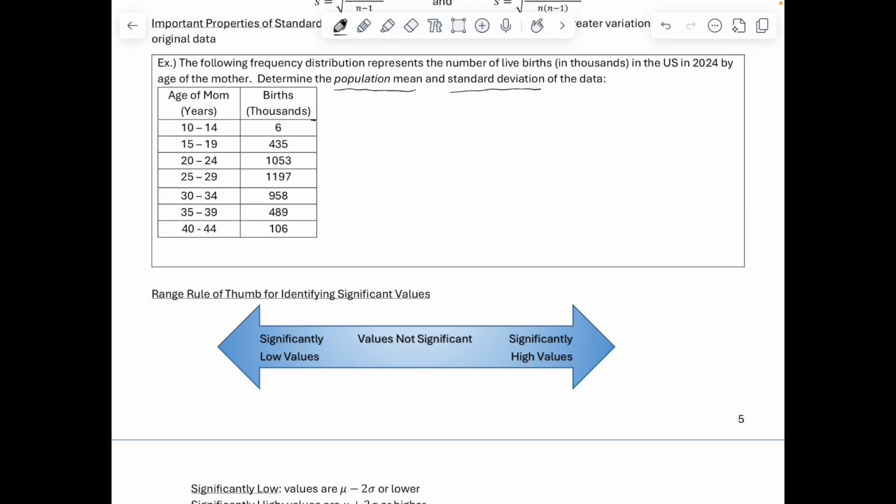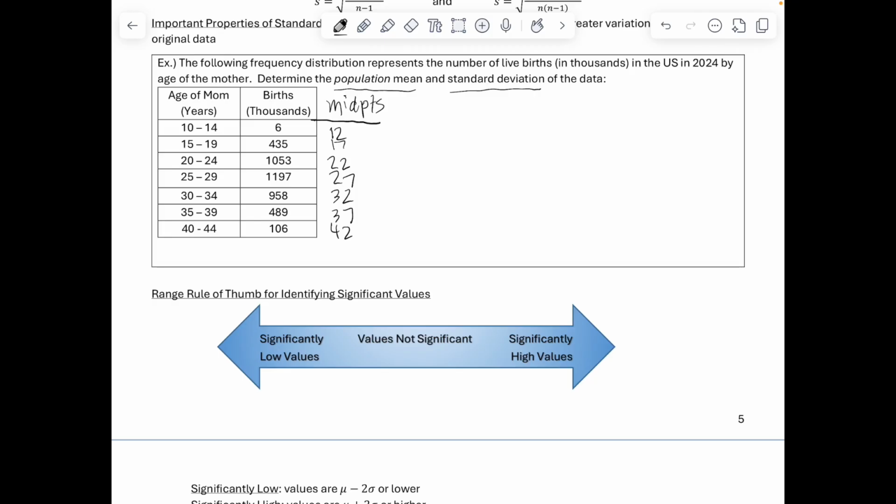And so because we are dealing with grouped data, we need to calculate those midpoints first. Remember, that's adding the lower class limit and upper class limit, and dividing by 2. So 10 plus 14 is 24. Divided by 2 is going to be 12. Calculating the rest of the midpoints for these classes, we get 17, 22, 27, 32, 37, and 42.